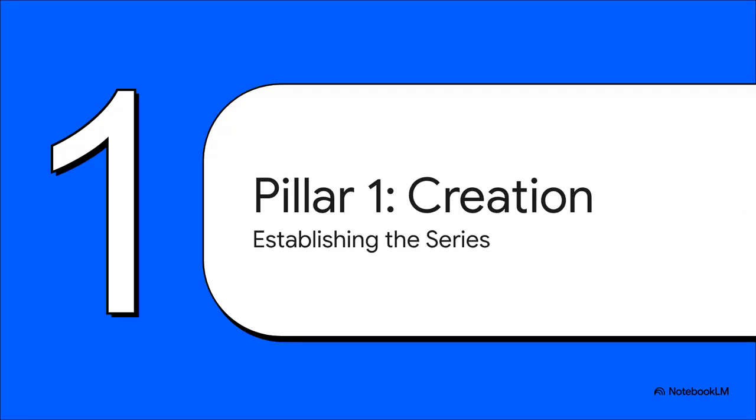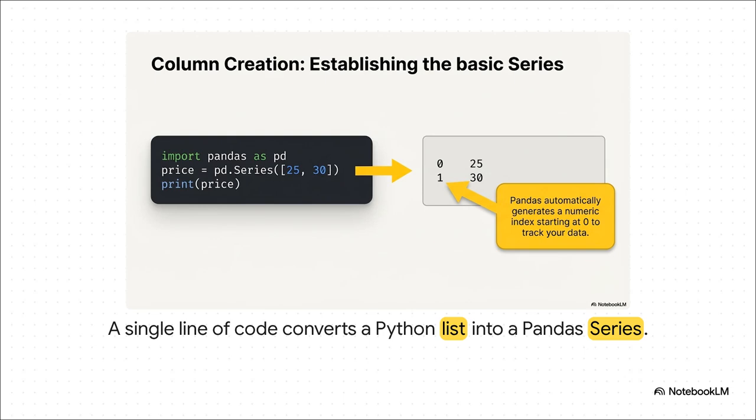Okay, pillar number one, just creating the thing. Before we can do any cool analysis, we have to get our raw data into the right format, right? So let's start at square one. And just look how simple this is. You import pandas, of course. Then you take a plain old Python list of prices, just 25 and 30, and you feed it into the pd.Series function. And boom. Just like that, it's not a list anymore. It's a structured, ready-to-use Pandas series.